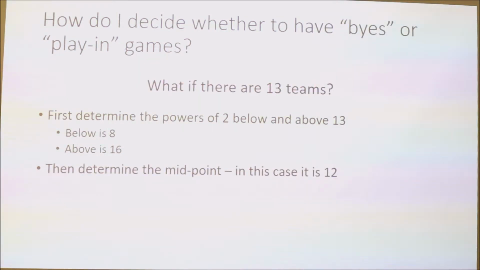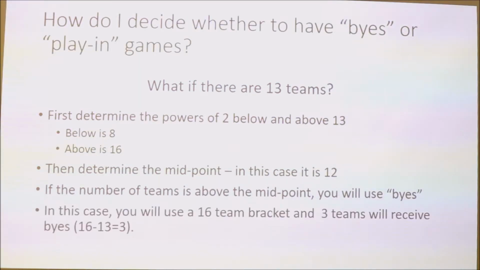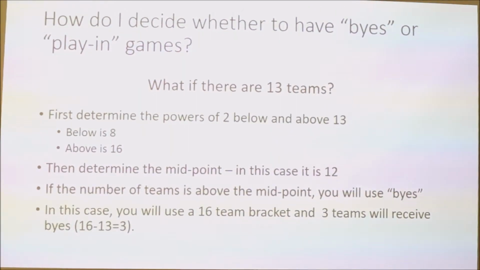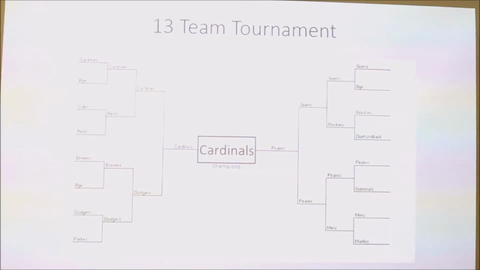Then you determine the midpoint, which in this case is 12. 12 is halfway between 8 and 16. If the number of teams is above the midpoint, you'll use byes. In this case, you'll use a 16-team bracket, and 3 teams will receive byes. 16 minus the 13 is 3, is how you determine that.